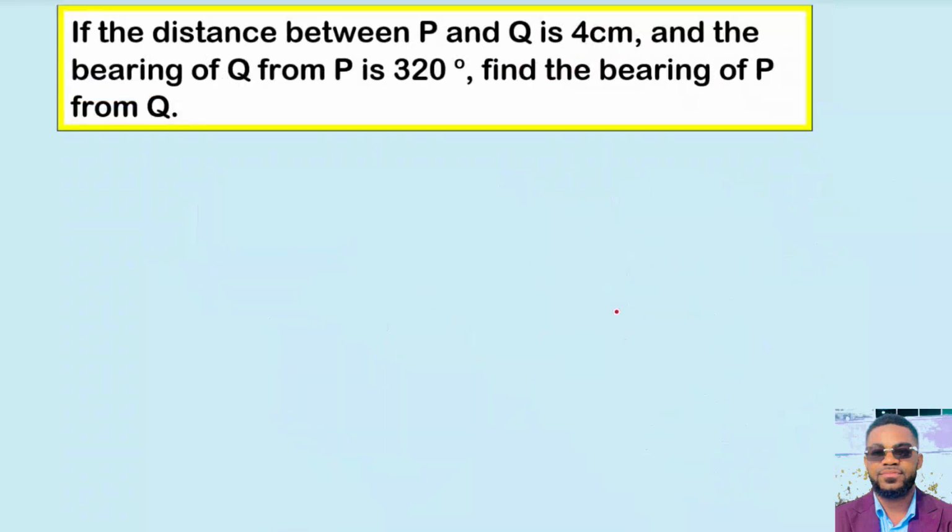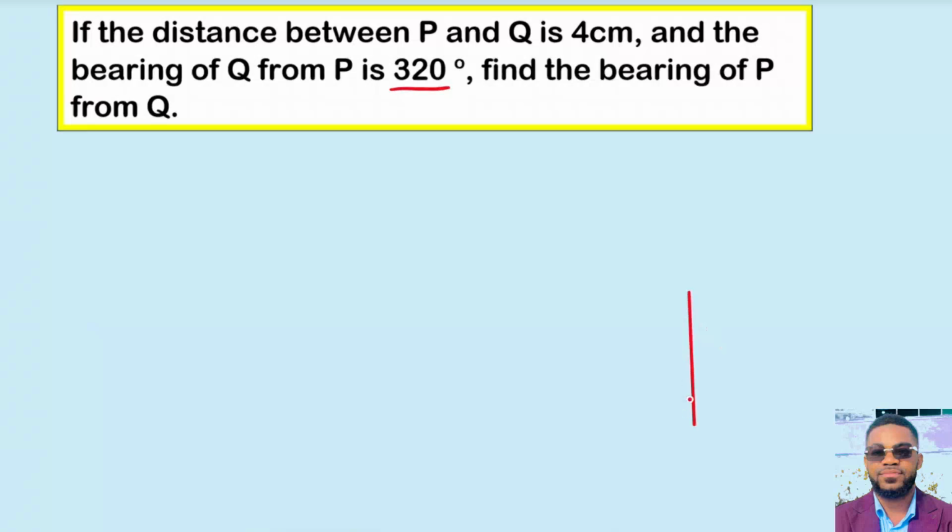If the distance between P and Q is 4 centimeters, and the bearing of Q from P is 320 degrees, we have to find the bearing of P from Q. This is a very big angle or bearing, so that's going to be in the fourth quadrant, the last one. Let me get a compass here to see the exact place of this bearing.